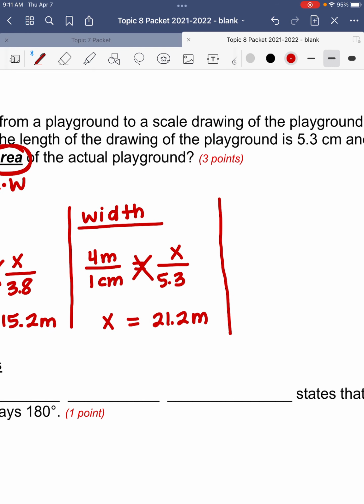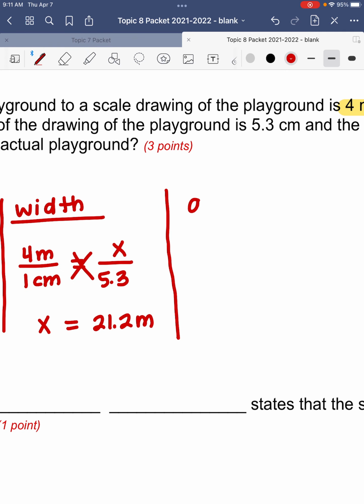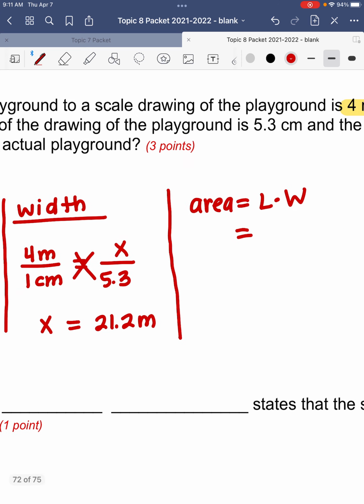Hold on, because we're not yet done. My next step is to calculate the area. So area we know is length times width. Our length that we found was 15.2.